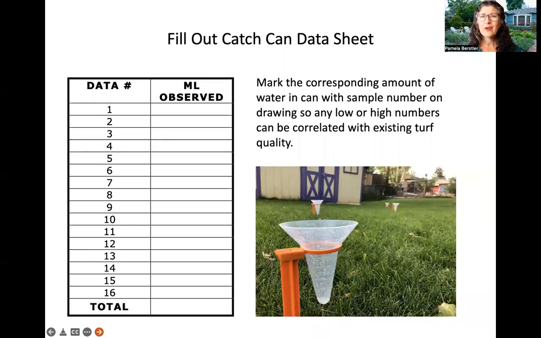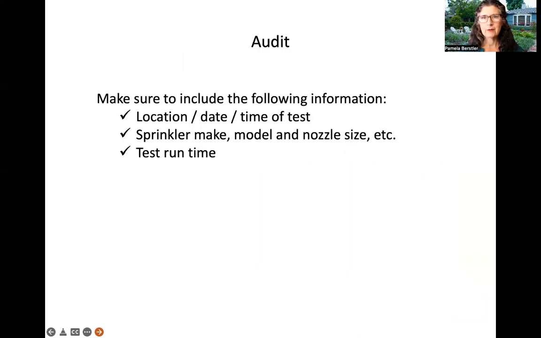And then once you've gotten all of that, you're going to go ahead and fill out the data sheet. Again, Pamela will take you through the calculations in another module, and you are just about done. Make sure as you're wrapping up the audit that you've got critical information like the location, date, time of the test, all the information about the irrigation equipment, especially the sprinklers. So what model, what nozzle size, what type, etc. And then how long did you actually run the test for?